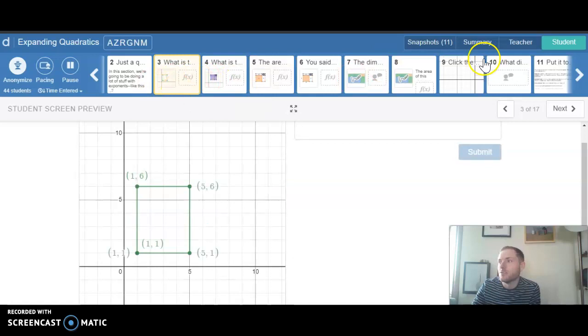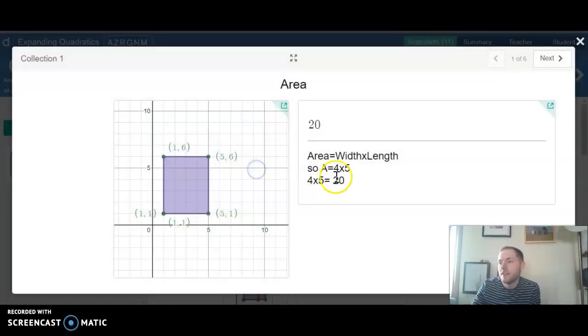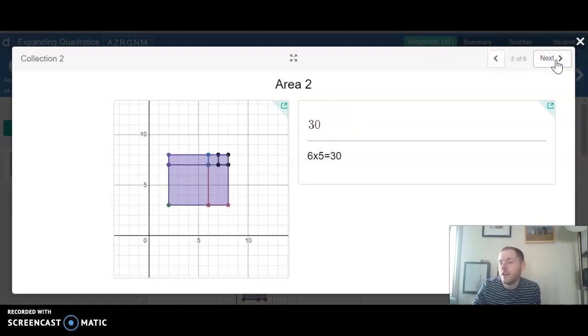So going back to these ones here, if I know the length was 4 and 5, I can multiply them to get the area. But if I took this one here and I knew the area of this was 16, I could also figure out that this was 4 by 4.